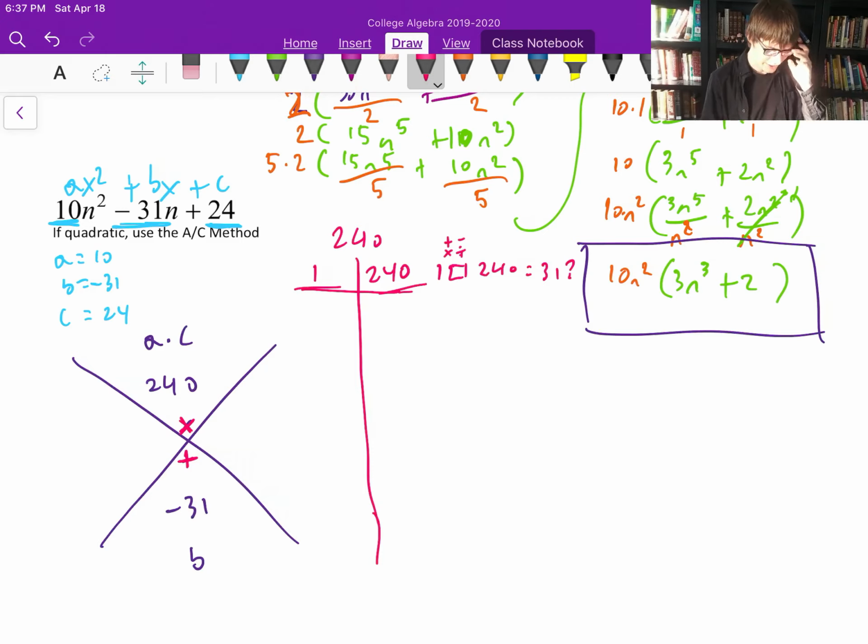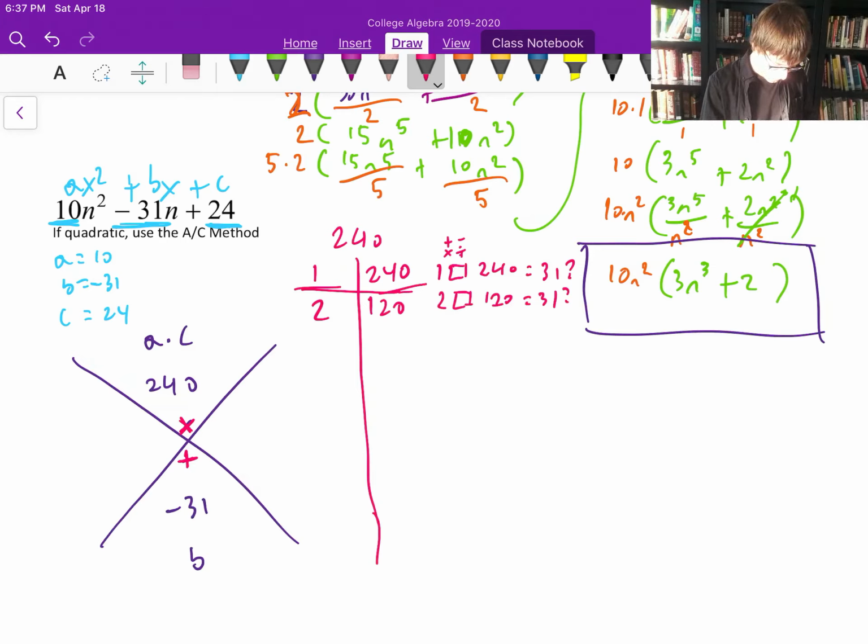So I gotta keep going. I gotta try a different number. Let's try 2. Well, 2 divides into 240. 240 divided by 2 is 120. Let's try that. 2 and 120. Do those together equal 31? Is there any way I can combine those? Well, no, there's no way I can combine those either. So that's not going to work.